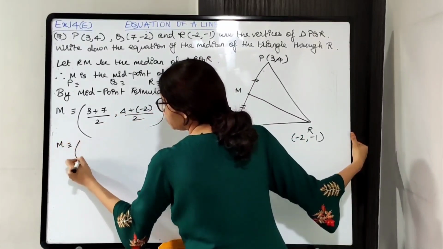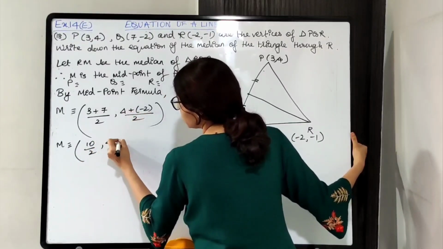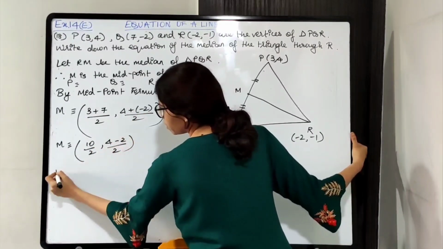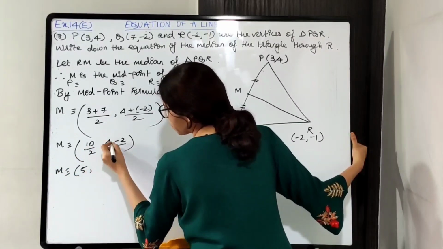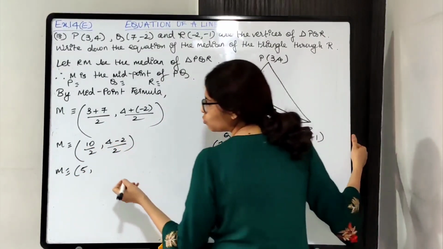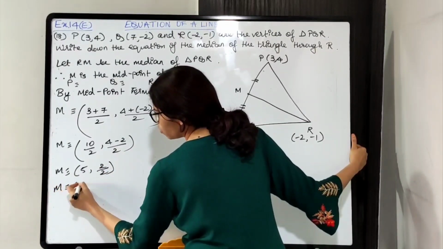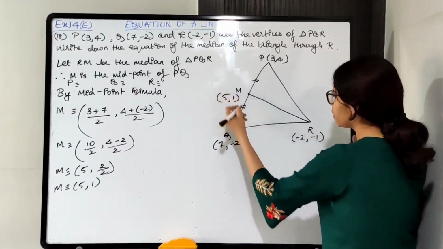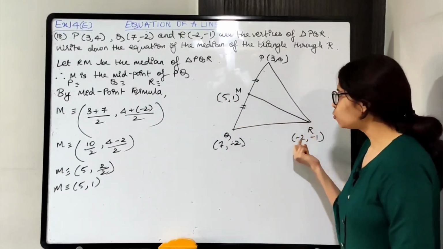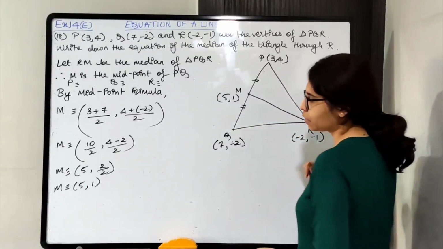So M will be 10 upon 2. Here plus and minus becomes minus. So 10 upon 2 is 5. Okay, 4 minus 2 is 2. 2 upon 2 will give 1. So we get the coordinates of M as (5, 1). For RM we have the coordinates of 2 points. Let's find the slope.